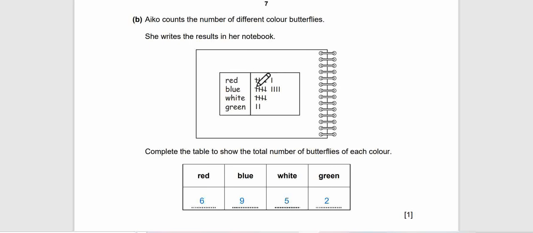One, two, three, four, five. So this one is 5 plus 1 is 6. Blue, 1. This is 5 plus 1, 2, 3, 4, 5 plus 4 is 9. This is white, only one of this, so this is 5. Green is only 2. So that's how we got our answer.